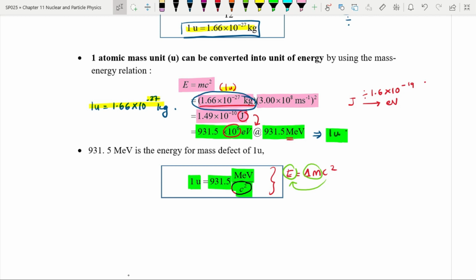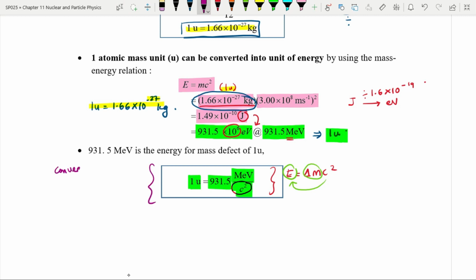931.5 MeV lah. Okay, right. So next, kita continue lagi. Okay, katakanlah kita nak cari binding energy ya. Okay, right, kita nak cari binding energy. Okay, so apa yang kita perlu tahu, ini adalah actually conversion.